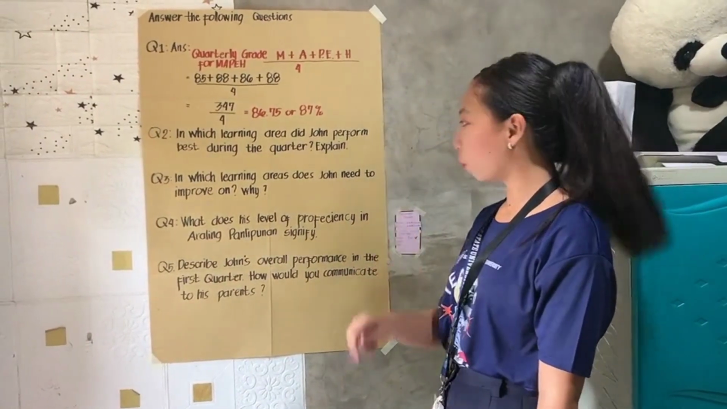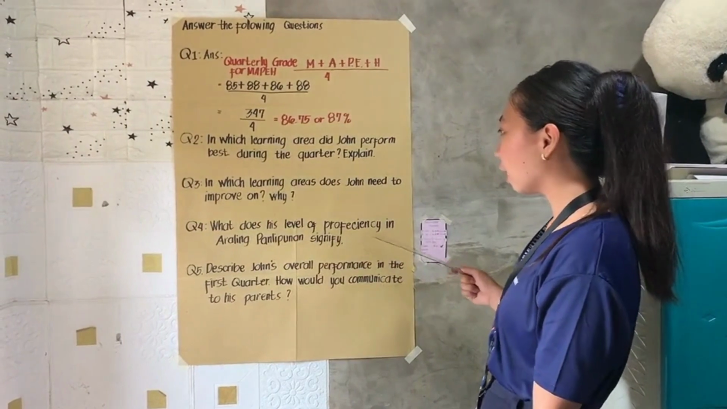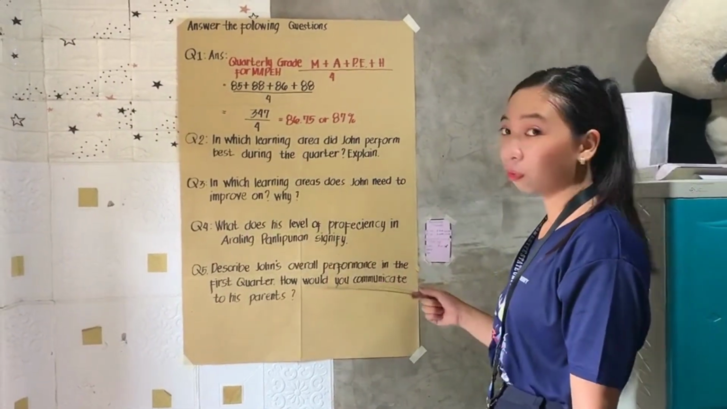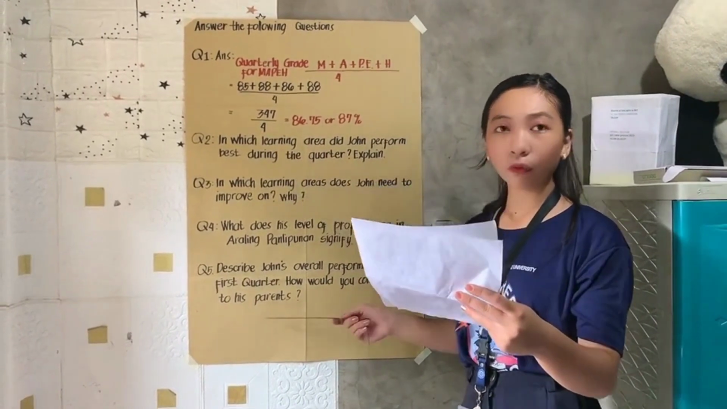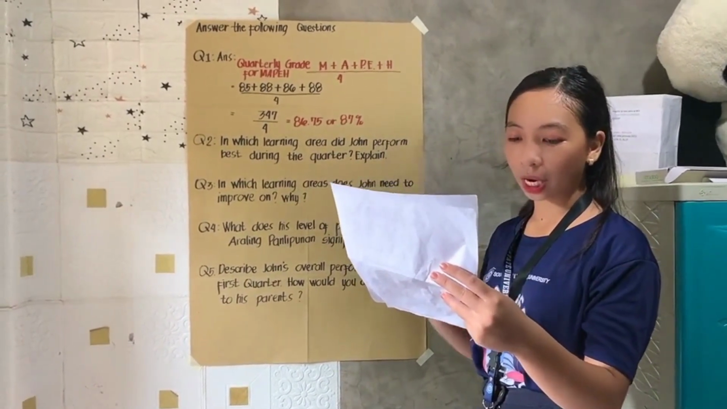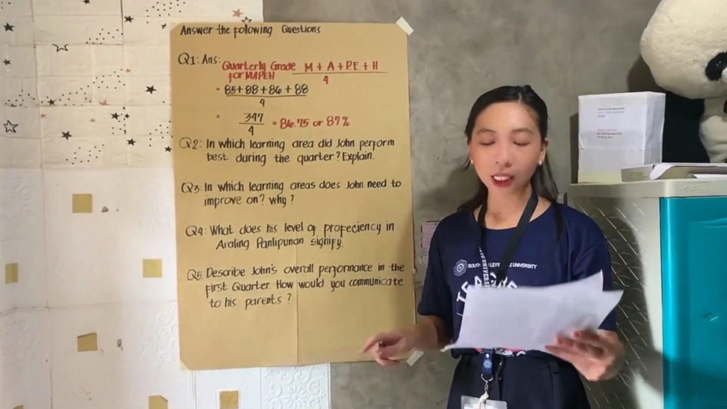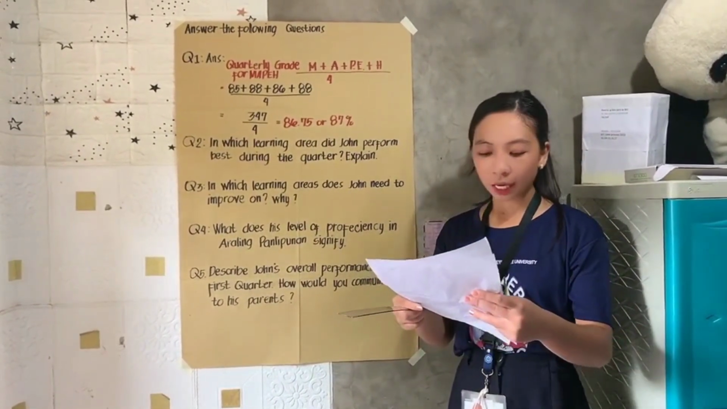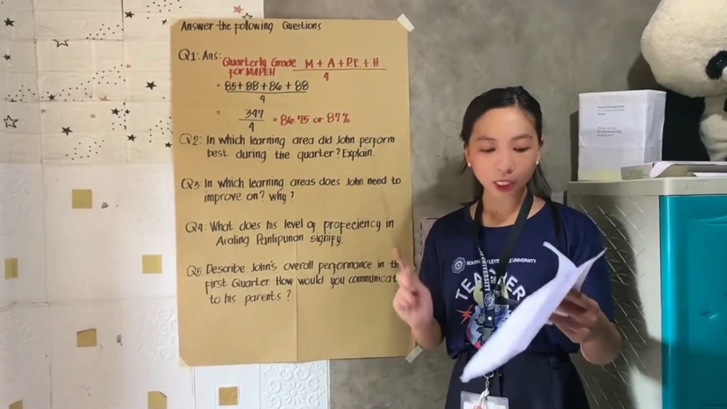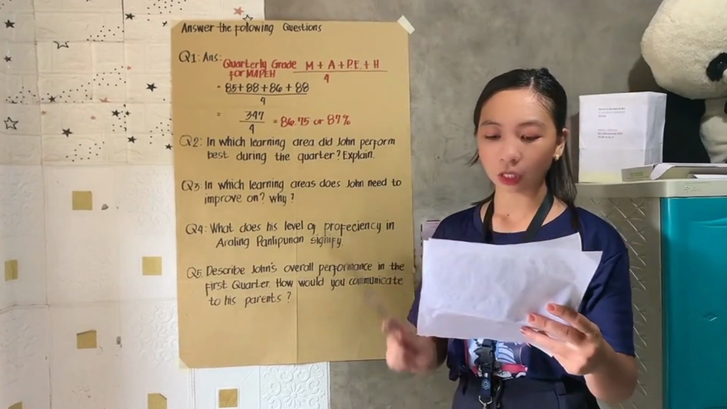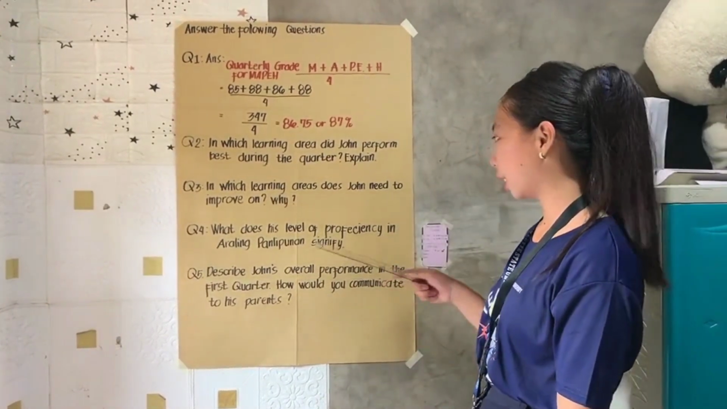So question number 4, what does his level of proficiency in Araling Panlipunan signify? So as I refer on the grade, John's level of proficiency in Araling Panlipunan is very satisfactory since John got 89%. This signifies that John has high interest in Araling Panlipunan subject.